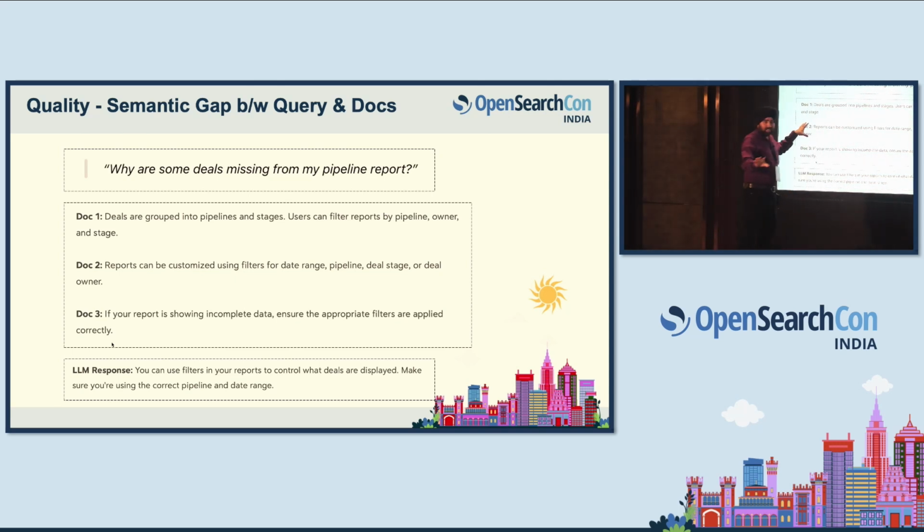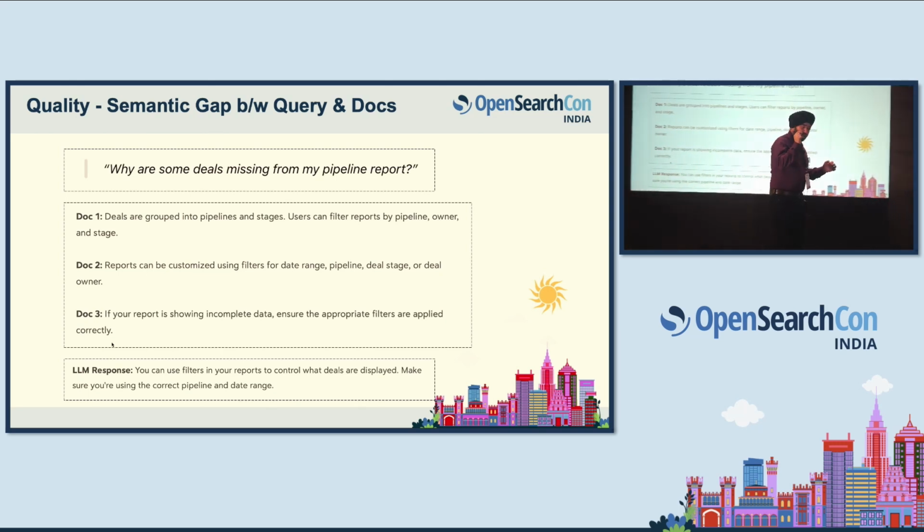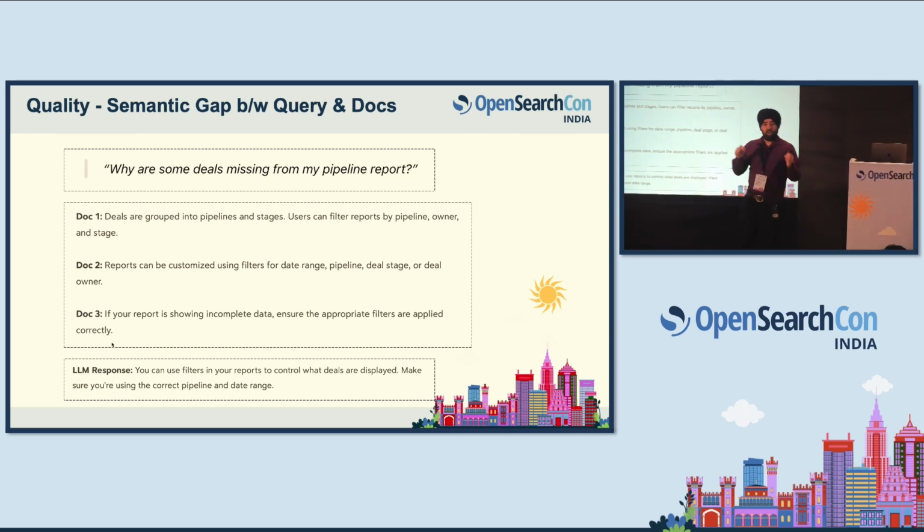But let me give you an example. The query I fired is, why are certain deals missing in the pipeline? I'm talking about a CRM system here. It pulled up certain documents. By the way, I did a small POC for the sake of this presentation, so this is a real life example. The answer generated was, you can use filters on your dashboard to control what deals show up in the dashboard, right? Now that's a poor answer.